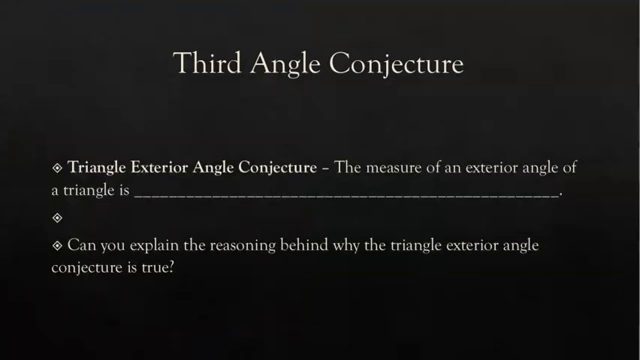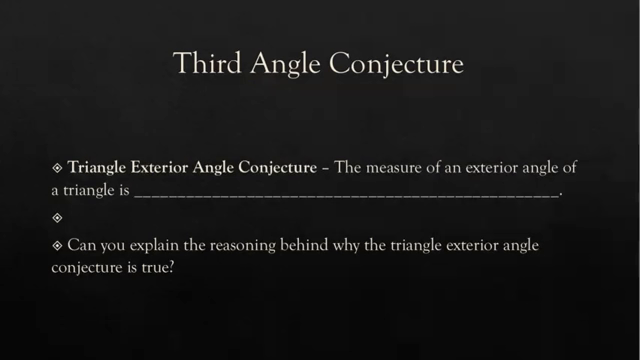So the triangle exterior angle conjecture: the measure of an exterior angle of a triangle is equal to the sum of the measures of the remote interior angles. So A and C were remote interior angles to that angle X, the exterior one. So that exterior angle was equal to the sum of the measures of the remote interior angles.